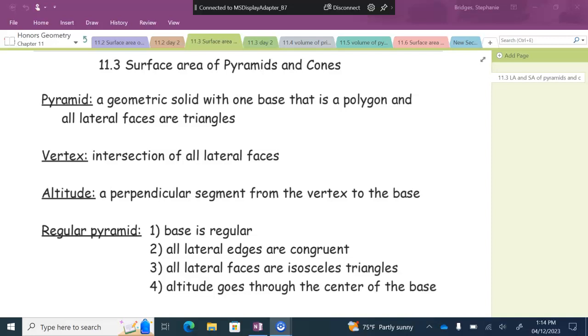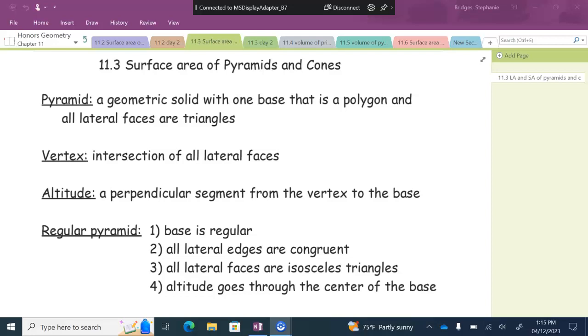What's the difference between a pyramid and a prism? A prism has how many bases? Two. How many does a pyramid have? One. The vertex is the intersection of all lateral faces. There is a vertex, one and only one vertex. It is the intersection of all of your lateral faces.